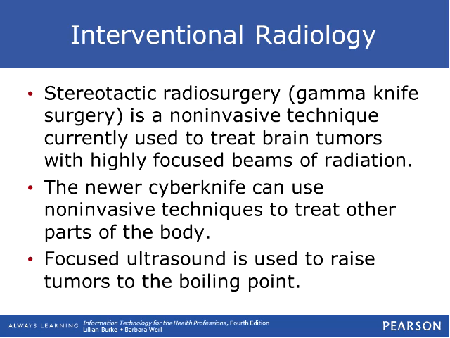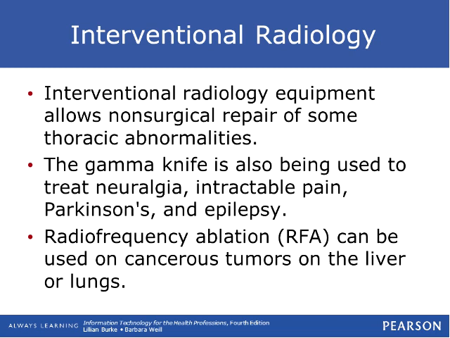We're seeing that now. Focused ultrasound is used to raise tumors to the boiling point, if you will, and so we can destroy them. So we're going to destroy those tumors using focused ultrasound. Now, interventional radiology equipment allows non-surgical repair of some thoracic abnormalities. So we can fix those without surgery using this gamma knife, so to speak.